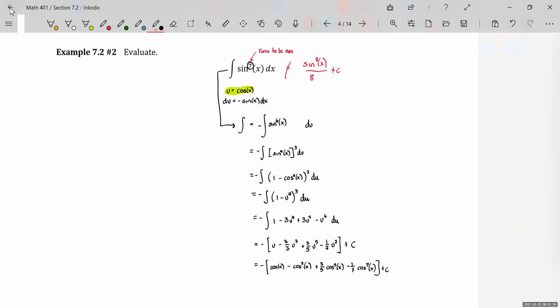So anyhow, there's a good showcase of how u substitutions kind of grow in complexity as we move forward.